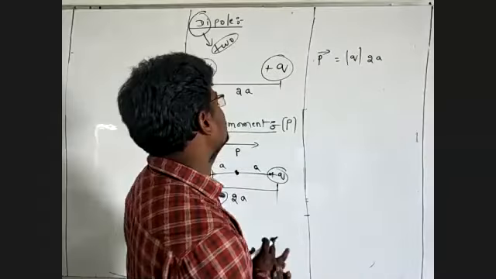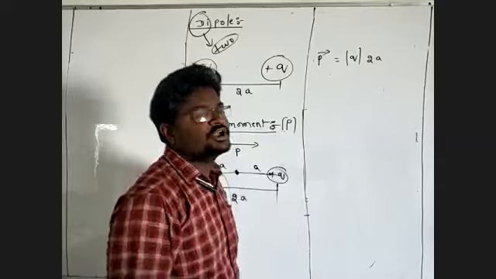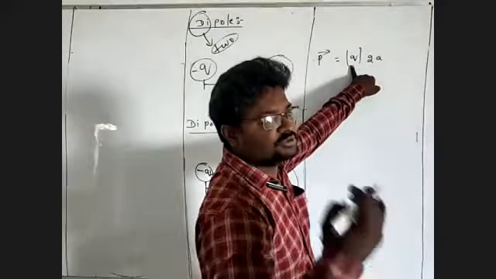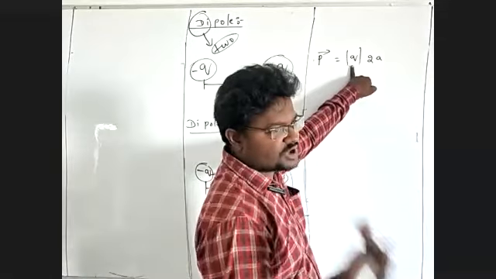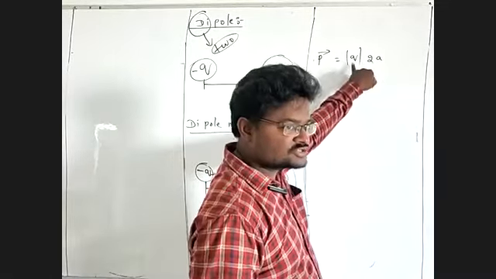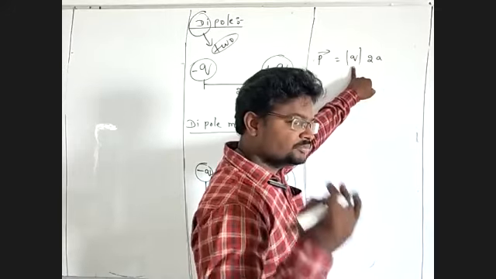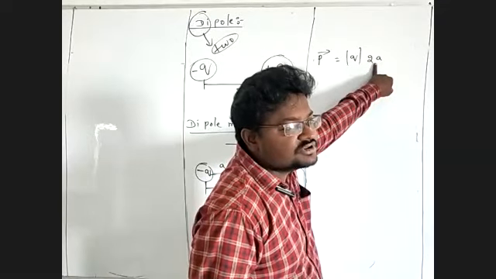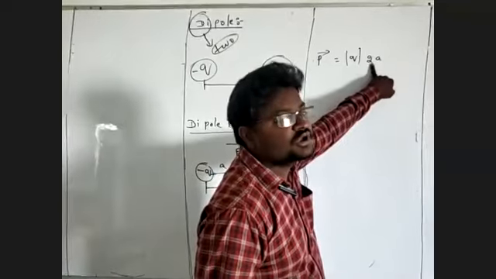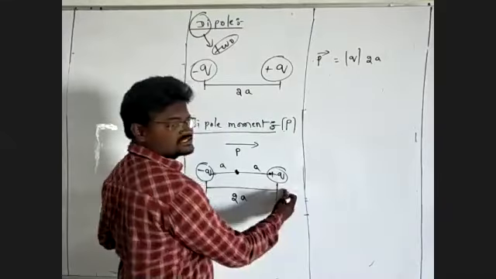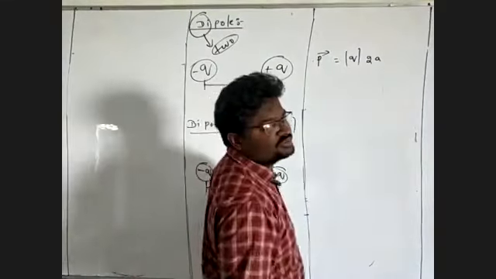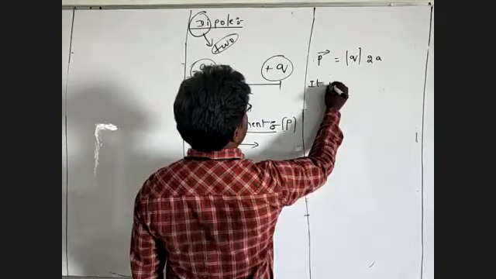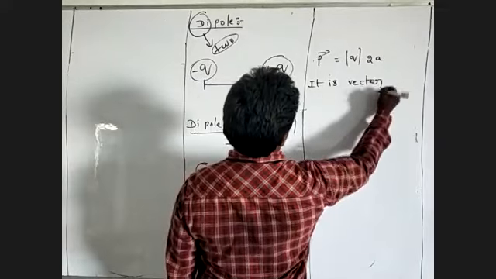Once again, I will explain dipole moment. Dipole moment means the magnitude of charge, maybe positive, maybe negative, any charge, multiplied by 2a, the distance between the two charges. P bar is the dipole moment. That is a dipole. Now, it is a vector quantity.